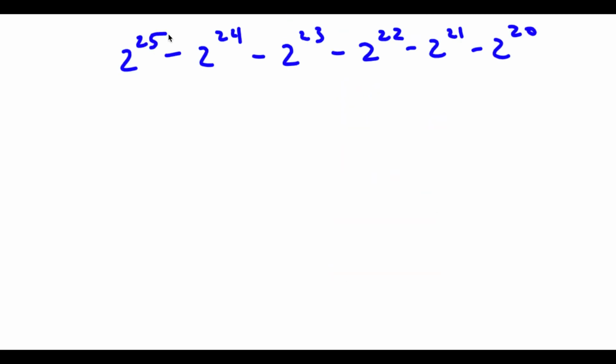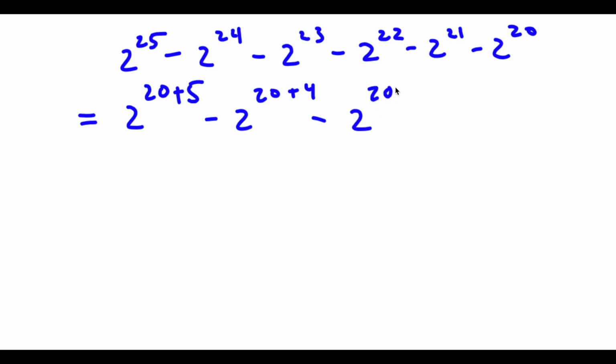I have 2 to the power of 25 minus 2 to the power of 24 minus 2 to the power of 23 minus 2 to the power of 22 minus 2 to the power of 21 minus 2 to the power of 20. So now the first thing I'm going to do is rewrite all of these. So 2 to the power of 25 is the same thing as 2 to the power of 20 plus 5. 2 to the power of 24 is the same thing as 2 to the power of 20 plus 4. 2 to the power of 23 is the same thing as 2 to the power of 20 plus 3. 22 is 20 plus 2.